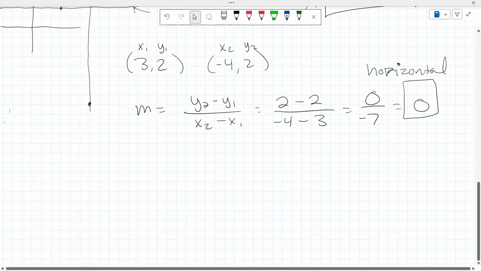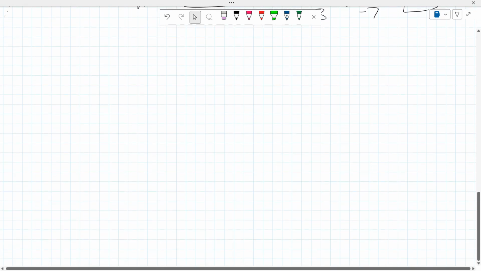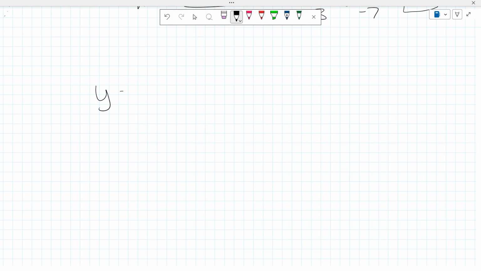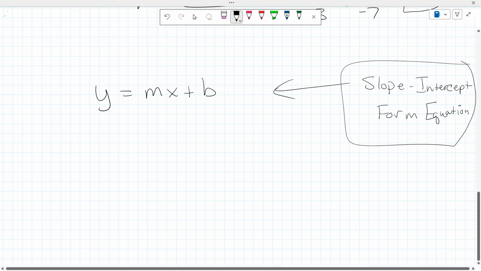That's the first half of the assignment, finding slope. The second half of the assignment is finding slope when we have an equation. This is going to be a very important equation for us. This is called slope intercept form equation. This is our slope intercept form equation.